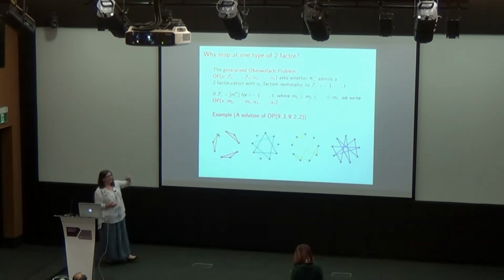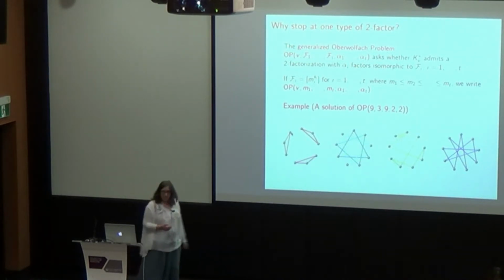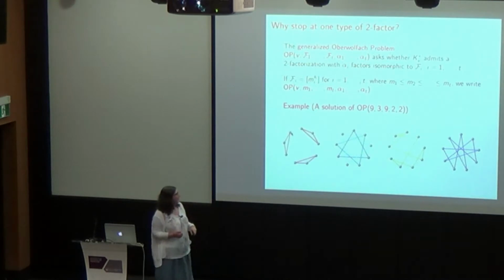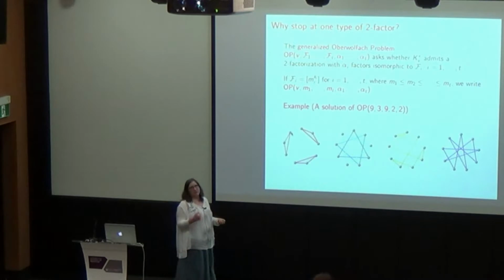So this is the generalized Oberwolfach problem, and in particular when all of the factors are uniform. So my factors are C_{m_i} factors. I'm going to write the cycle lengths in increasing order, and I'll use this notation to say I want a t-factorization with alpha_1 C_{m_1} factors, alpha_2 C_{m_2} factors, and so on. So an example here is a solution of OP(9; 3^2, 9^2).